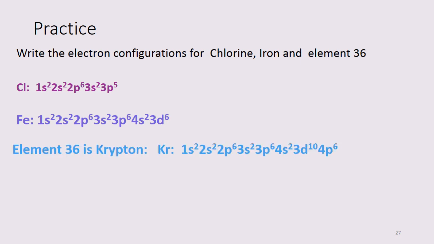2 in the 1s, 2 in the 2s, 6 in the 2p. So the second shell is full with 8 electrons. Then 3s2, 3p6. Now remember the 4s's come next, and there's 2 in there. Now we can totally fill the 3d with 10 electrons, and that brings us up to 30. And then we need 6 more, and the p's can hold 6, and so 4p6. And notice we've gone in the correct order.